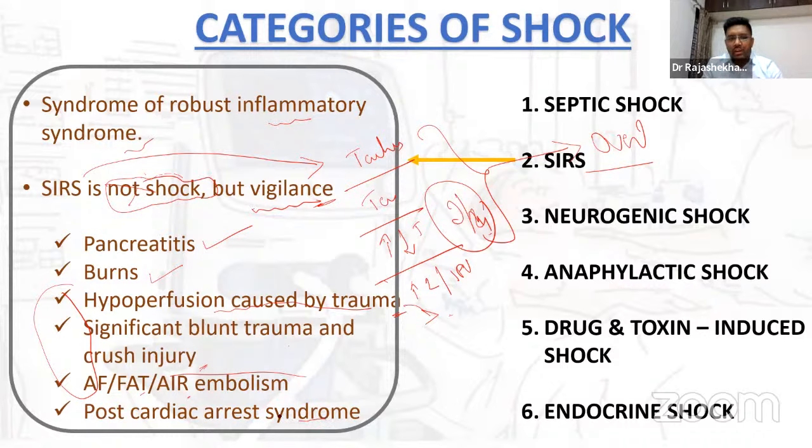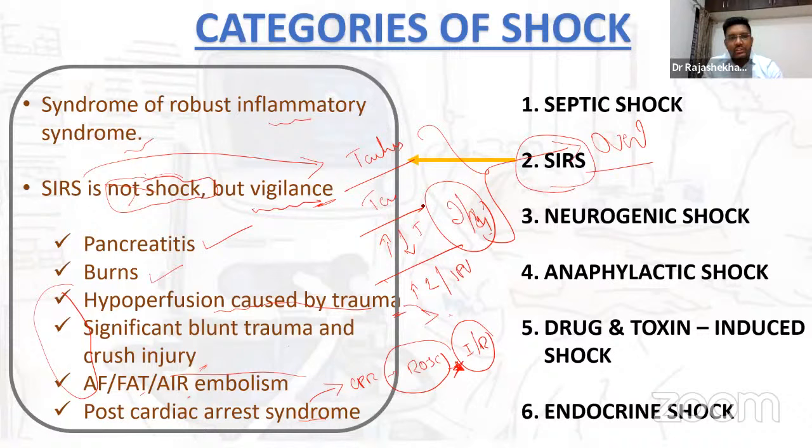Like the patient went into cardiac arrest, you gave CPR, and then you have achieved the return of spontaneous circulation. So this is a very high risk category where, due to the ischemia reperfusion injury, the patient can go into shock due to sudden robust inflammation occurring in the body. So SIRS can cause a distributive kind of shock.